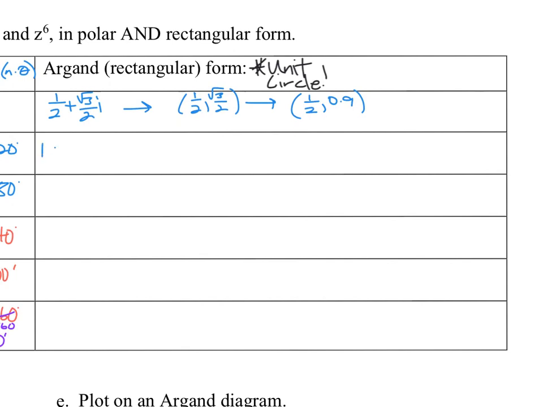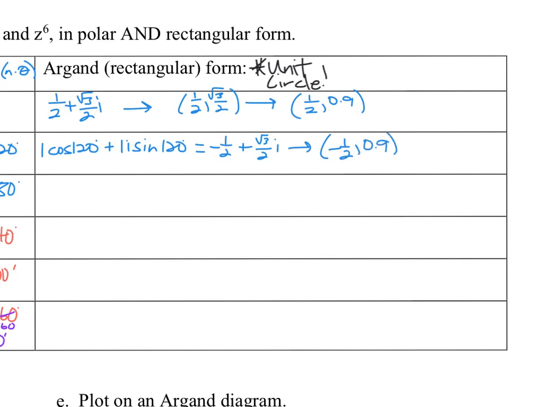We'll do 1 cosine 120 plus 1i sine 120. Okay, at 120, cosine equals negative 1/2. So 1 times negative 1/2 is just negative 1/2, not so bad. And then 1 times sine 120, at 120, sine is positive square root 3 over 2. So that becomes square root 3 over 2i. Notice it looks very similar to what we had up above, but the negative 1/2 changes the direction.